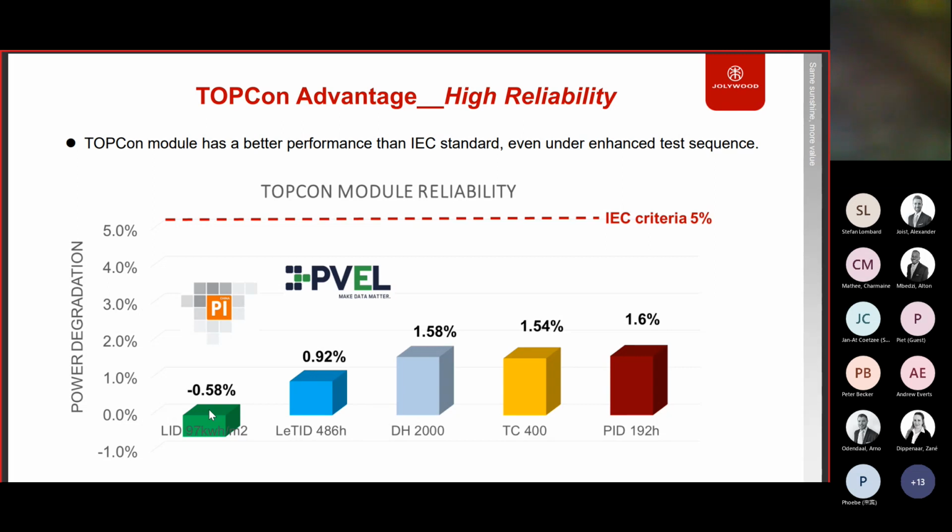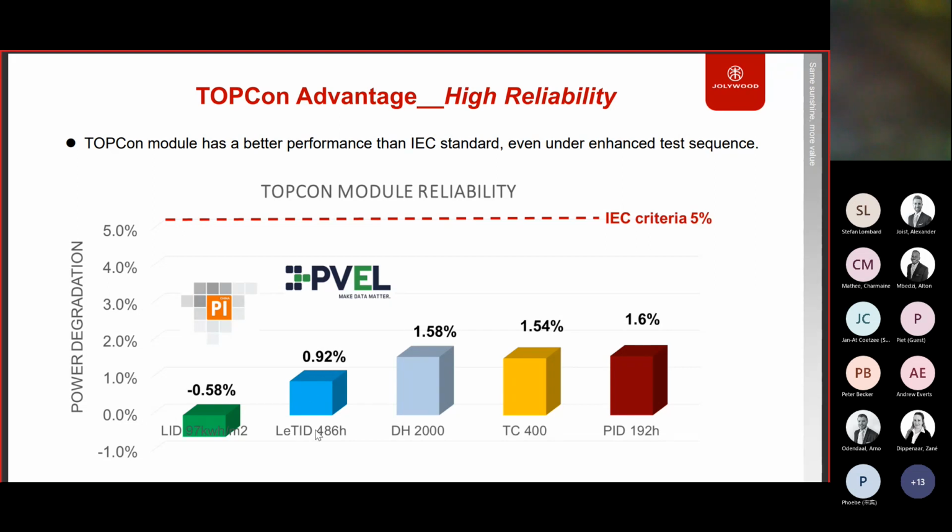And this is the advantage of TOPCon, because as I just said, there is no OID. After the LID test, the module power is increased. It means that when we install the modules in the plant or on the rooftop, for example in 1 month, the module power will increase some percent. It will not decrease.